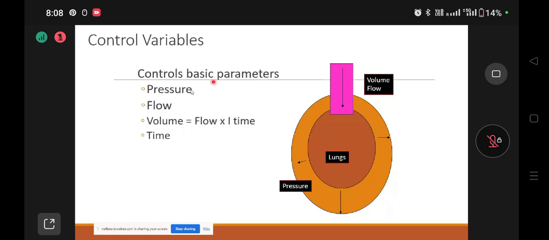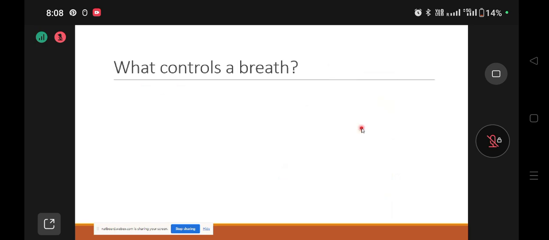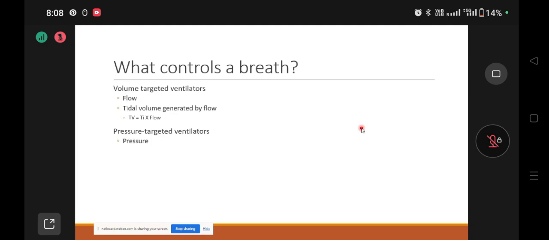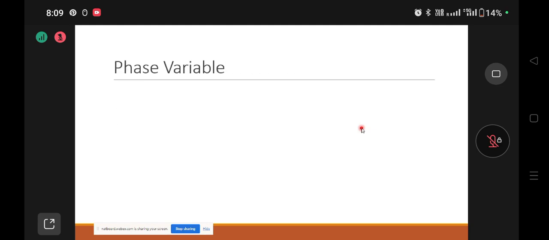So these are the various parameters we control: the pressure, the flow, the volume. Mind you, when we talk about volume, it is nothing but flow only, because volume is flow into time. So when we talk about control variables, volume and flow are used interchangeably. Whenever we push in volume or flow, the lung inflates, and this is the pressure required to inflate a lung. So what controls a breath? There could be volume targeted ventilators, where you target a particular volume or flow, tidal volume, or pressure targeted ventilators, where you target a certain pressure.